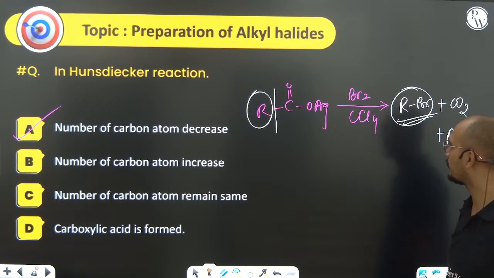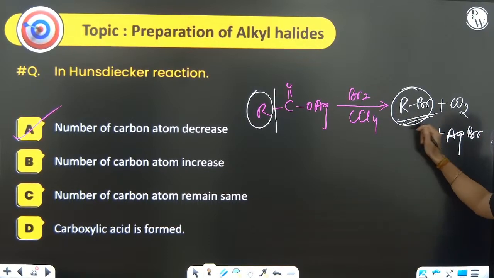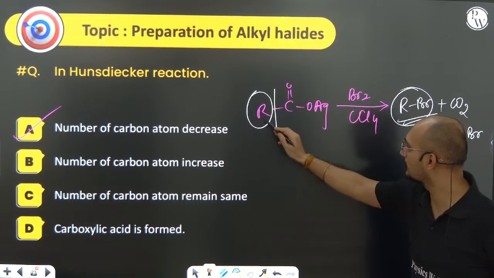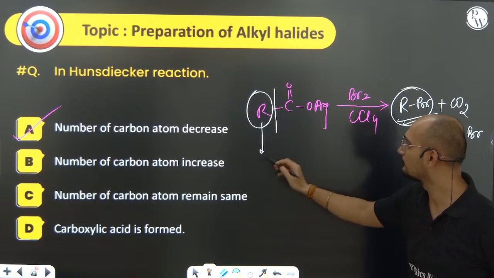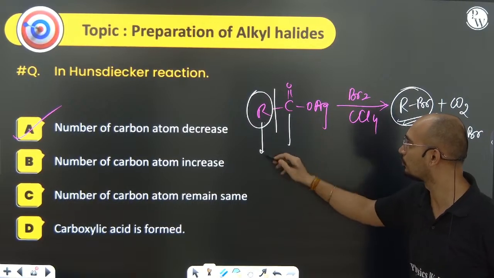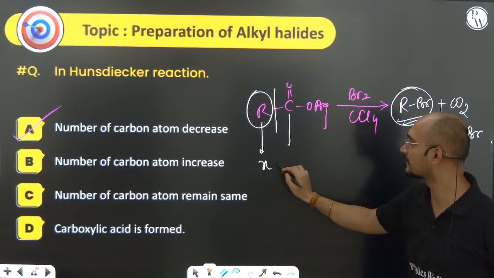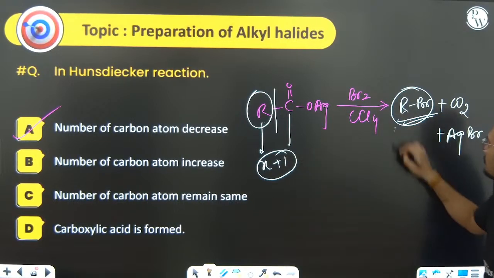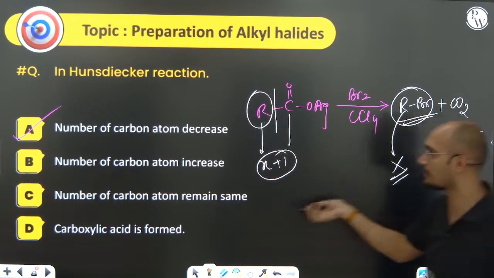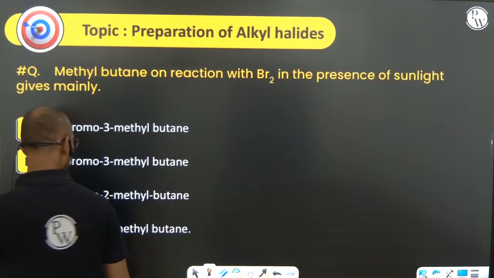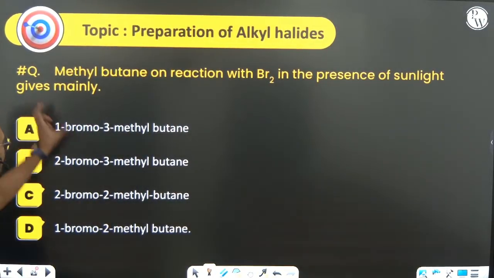So in such a case, what can we say? Can we not say that here, the number of carbons was, let's say, R having some X carbons plus 1. So here how many carbons are there? Only X carbons. So the number of carbon atoms decreases here. Any difficulty? I hope no.